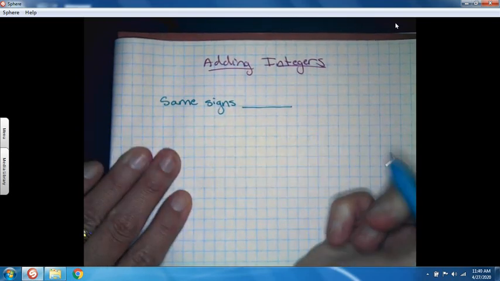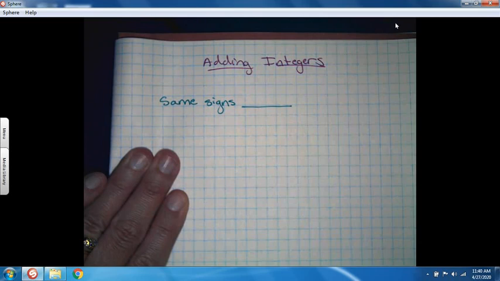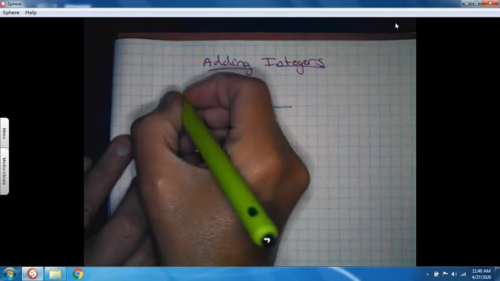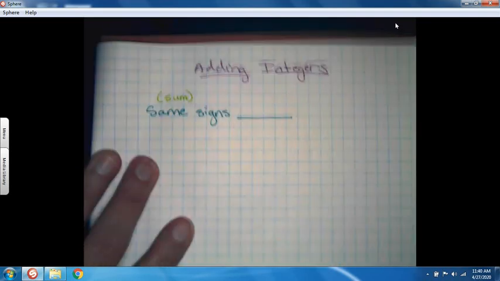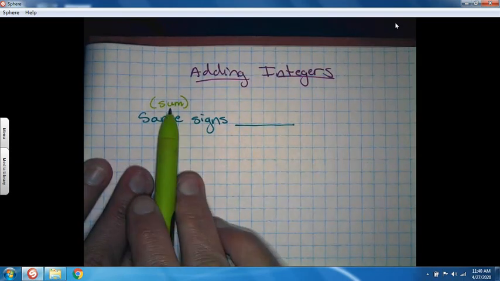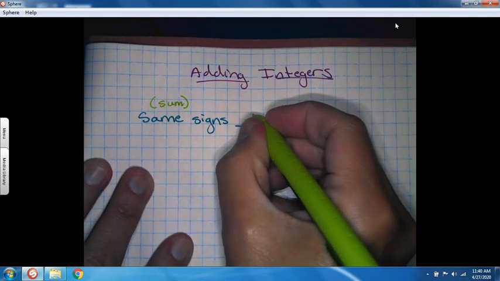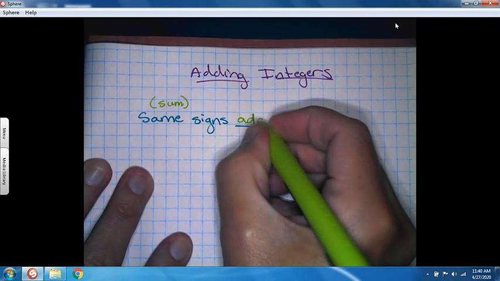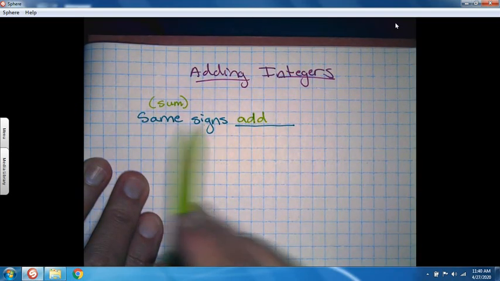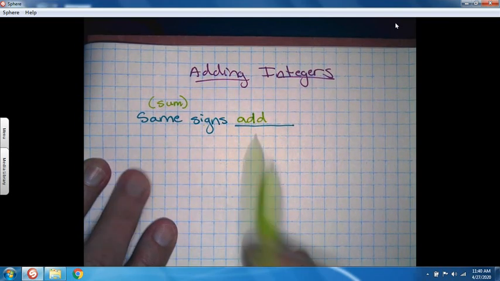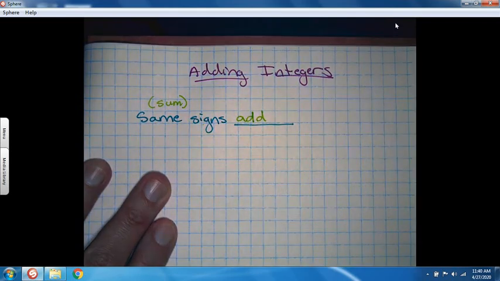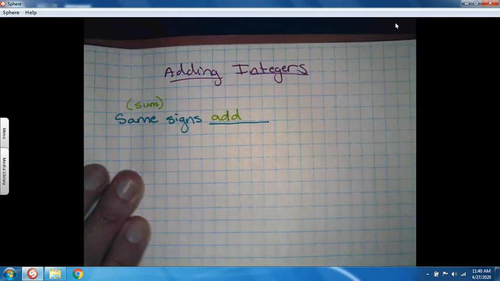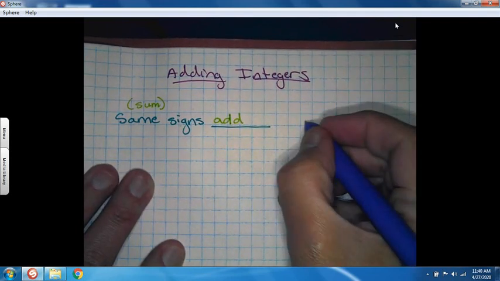Same signs what? Well, when you think of the word same, think of the word sum. Sum and same sound alike, and when we find the sum of something, we add. So if the signs are the same in your math problem, you just add, okay? Like adding integers.